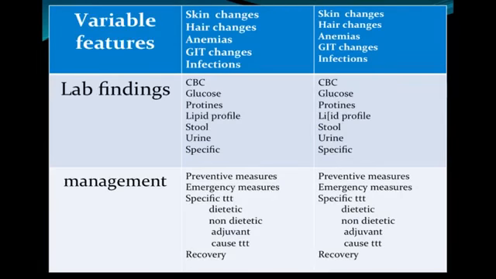Again, the clinical features are important to know. Kwashiorkor and marasmus have constant features. But what about the variable features? The variable features are variable. They depend on the severity and on the baseline of the organs affected. The first and most important variable features are skin changes and hair changes.